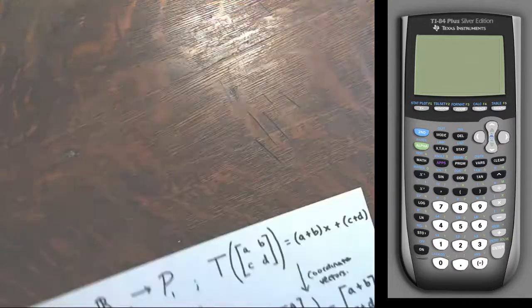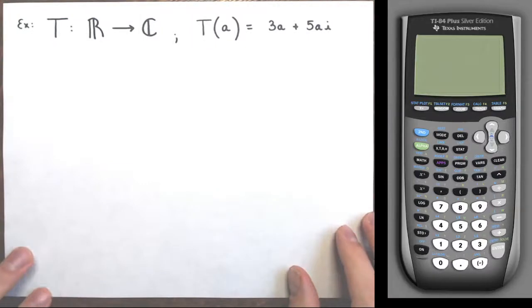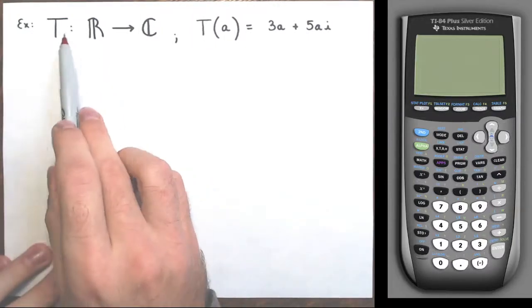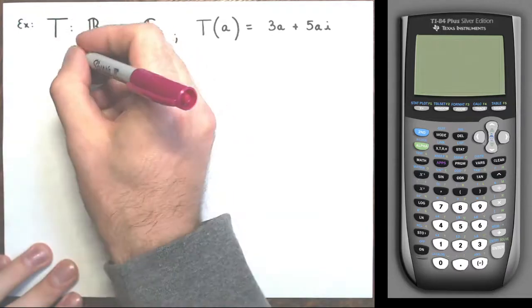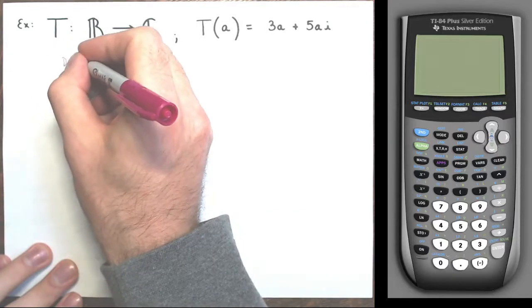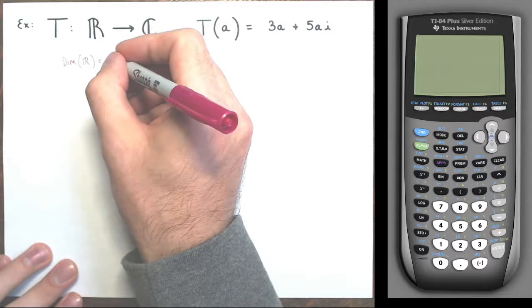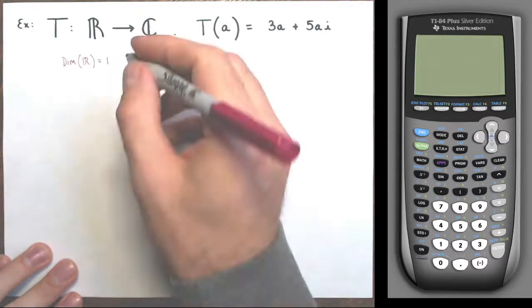Alrighty, moving on. Got another example. So again, you can pretty quickly look at the dimensions and tell. So here I have a transformation from the set of real numbers to the set of complex numbers. Now the set of real numbers had dimension 1, right? The dimension of the real, a basis for R is just a set with the number 1 in it, right? So the dimension of the reals is 1.